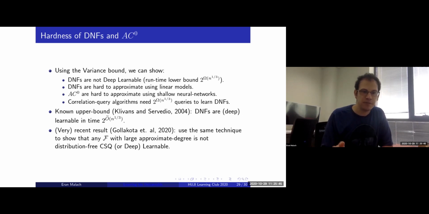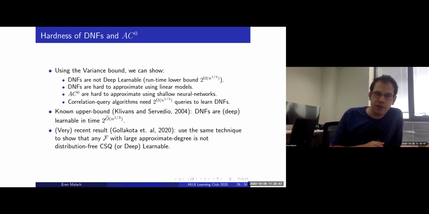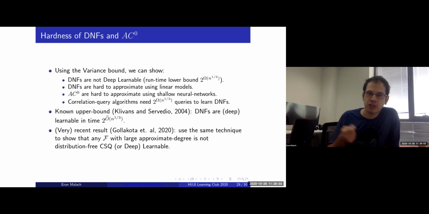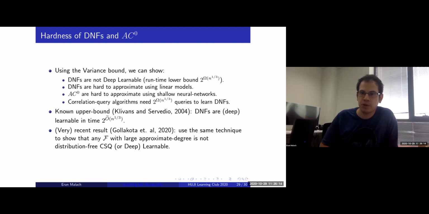And in fact, using very similar techniques, a very recent result from last week was able to show hardness of learning of function classes that cannot be approximated using low-degree polynomials. So any function class that is not essentially a low-degree polynomial cannot be learned in the distribution-free setting. In this case, using very similar techniques to what we use and show.